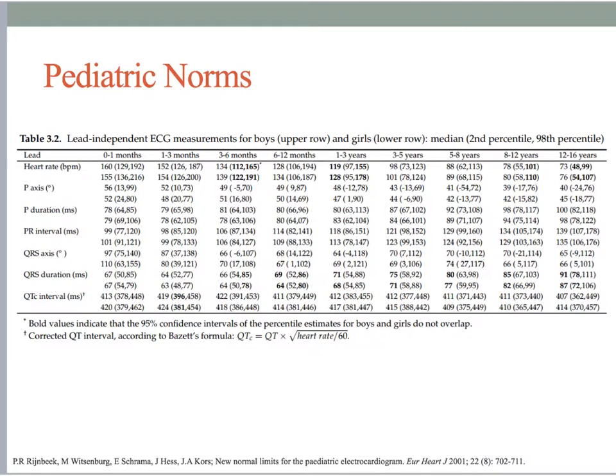This table shows the normal pediatric ranges by age for various aspects of the EKG and is a good reference when interpreting pediatric EKGs. We will use this table as we go through the various components of the pediatric EKG.